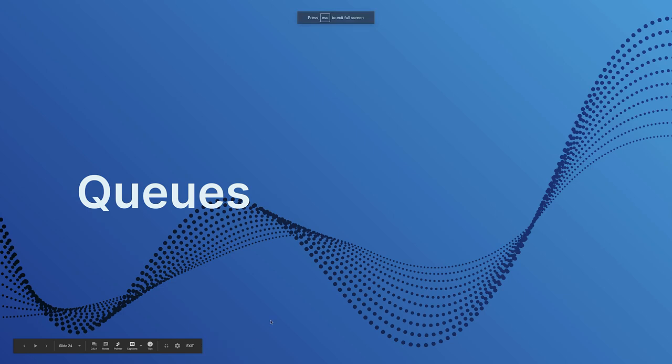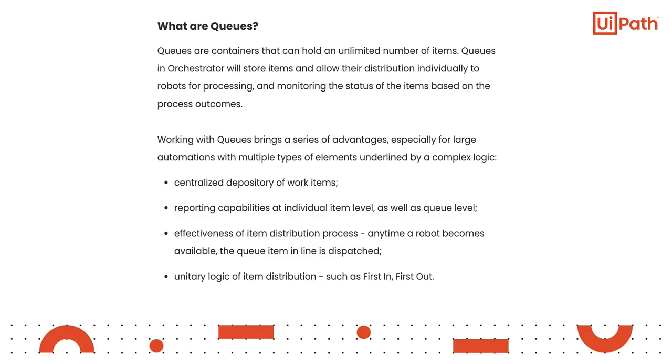Now let's talk about queues. Queues are containers that can hold an unlimited number of items. By using queues, we can distribute the workload to different robots so that they can handle these transactions in parallel. And this is extremely useful for large organizations that have a great number of transactions.